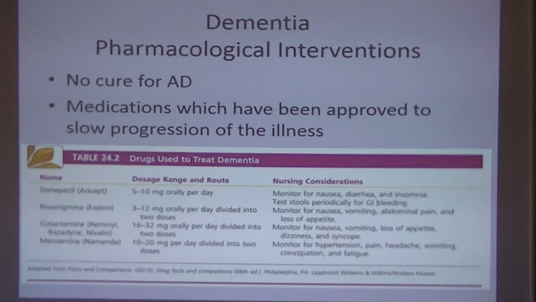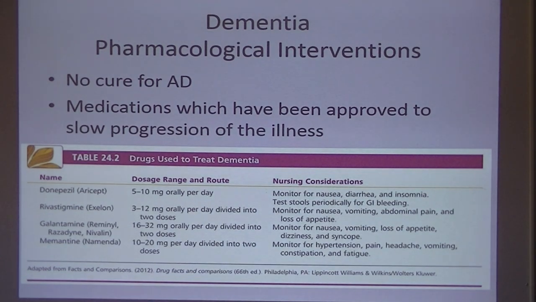So there's no cure for dementia. However, there are some medications that have been proven to slow the progression of the disease. Remember, it's not reversible, but they can slow the progression. So Aricept is the drug of choice that helps to slow the deterioration in cognitive function, and the other medication that is most often prescribed is the one used during stages 2 to 4.